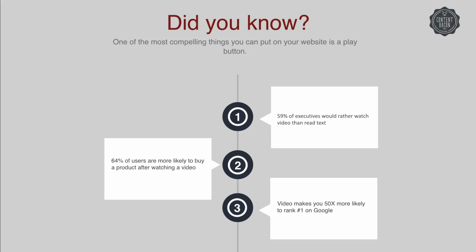I'm going to go out on a limb and say millennials, perhaps that number is even higher for millennials or for some other demographics. 64% of users are more likely to buy a product after watching a video. And video makes you 50 times more likely to rank number one on Google. Those are really compelling statistics and a really important part of content marketing.